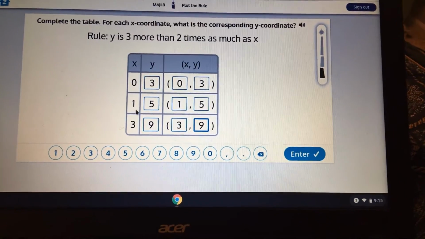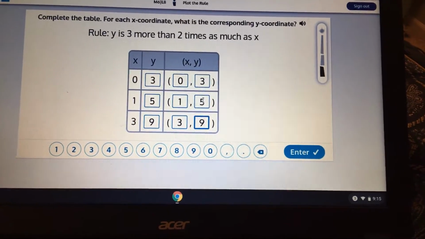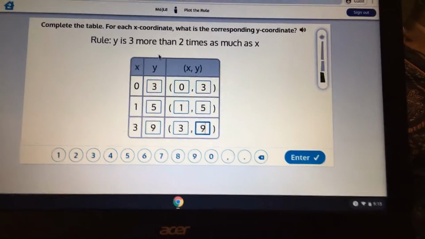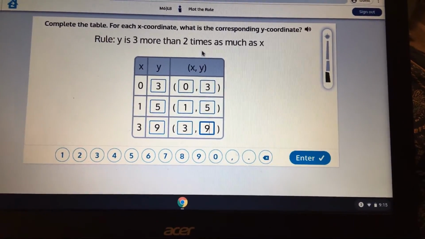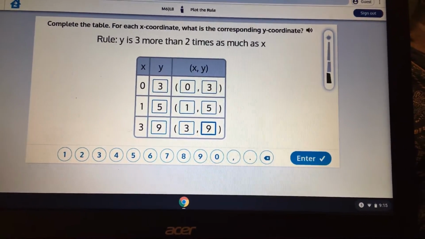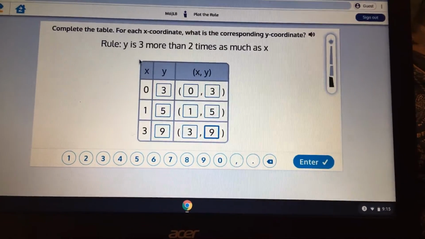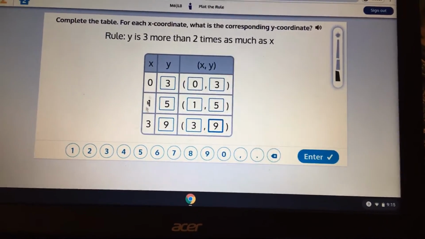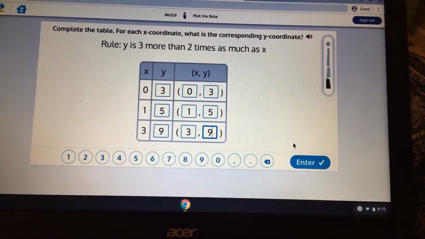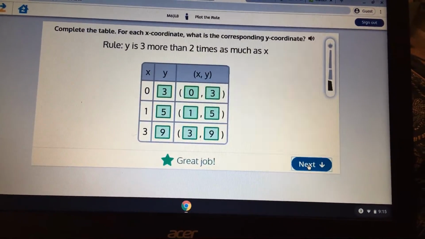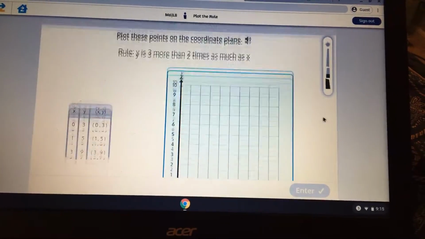So make sure, if you need to go back and check your math, do so, but make sure you understand what your rule is asking. So 2 times and then 3 more. So 2 times your x and then you add 3. So make sure you're reading your rule very carefully. It'd be very easy to make mistakes with that.